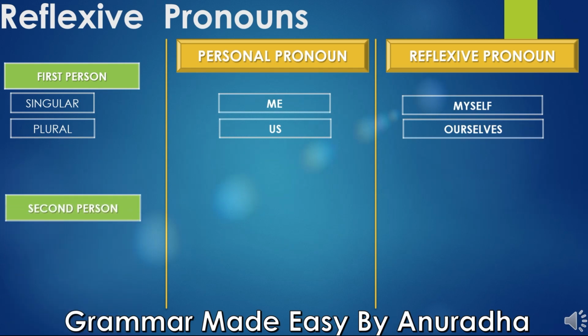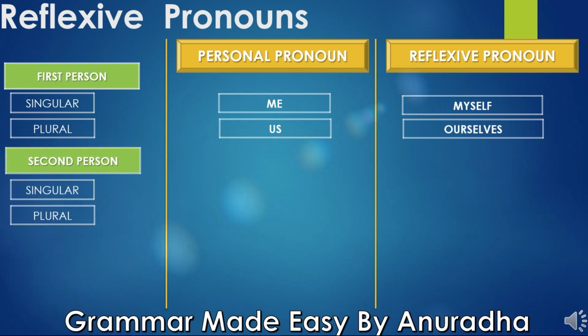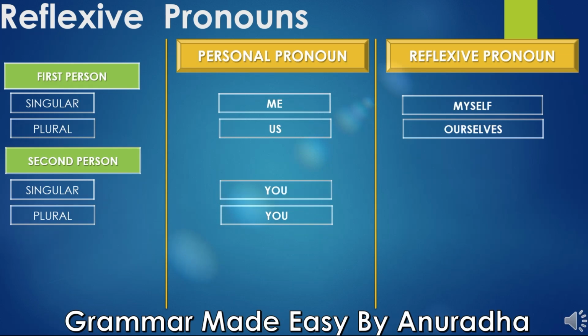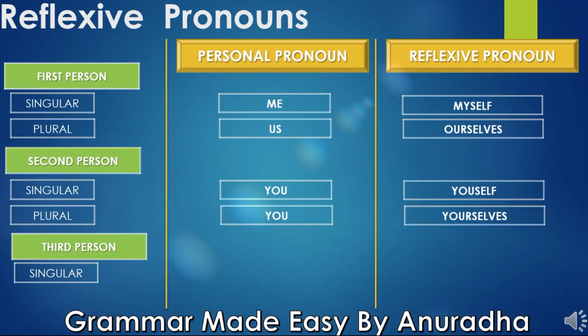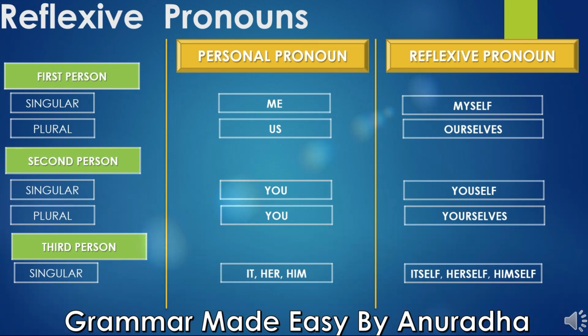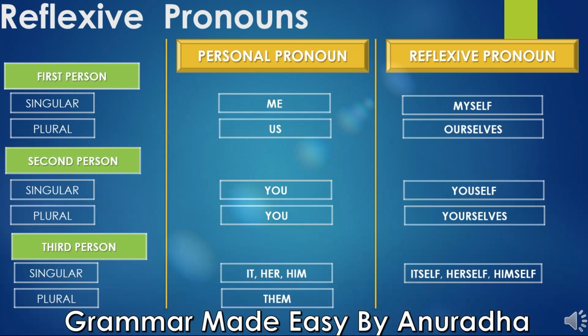Now in the second person, both singular and plural personal pronoun is you, and then in the reflexive it can be either yourself or yourselves, depending on whether we are talking about singular or plural entity. The singular third person pronouns are it, her, and him, and their reflexive versions are itself, herself, and himself. Finally, the third person plural personal pronoun is them, and the reflexive pronoun is themselves.